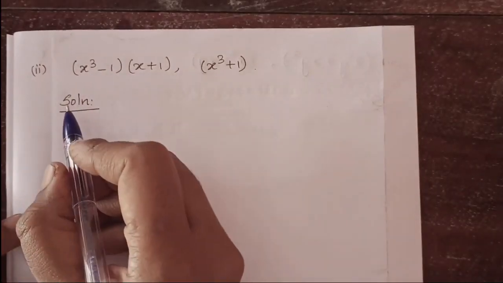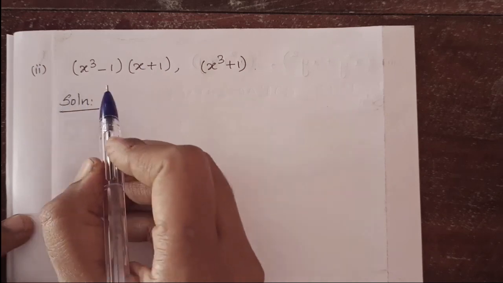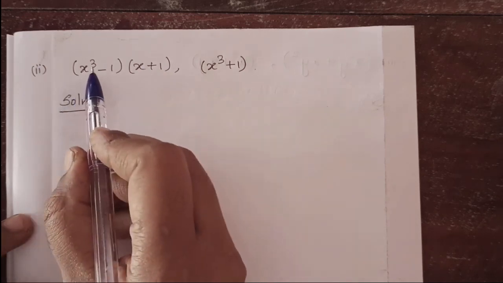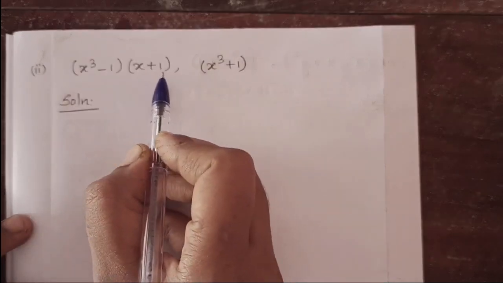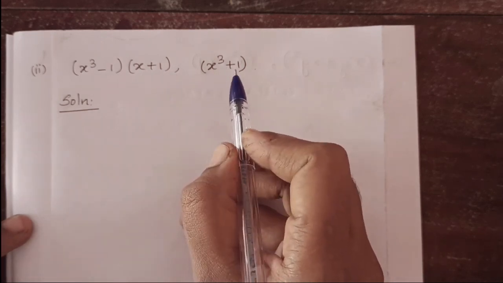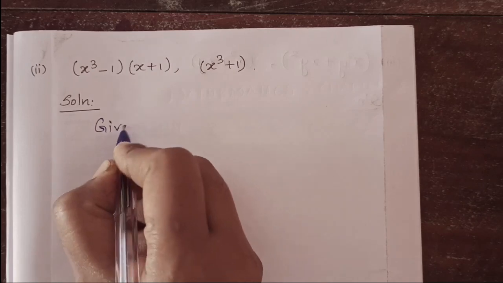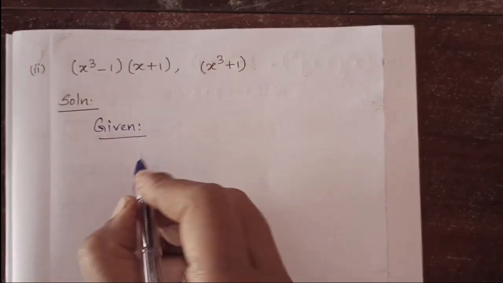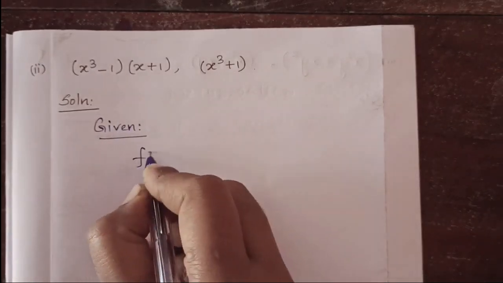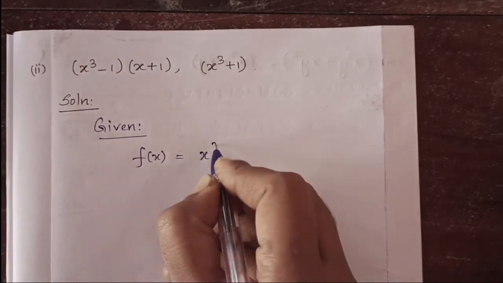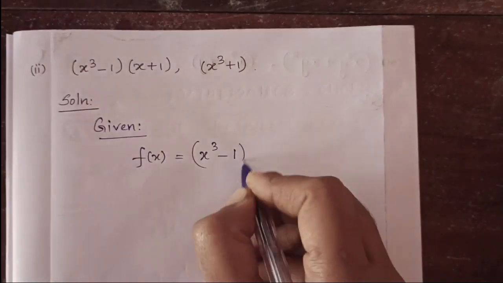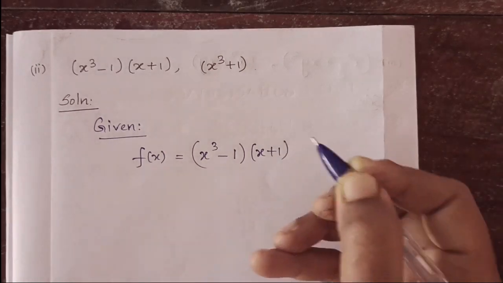Now see the second question. That means first Roman, second problem. x cube minus 1 into x plus 1 and one more, x cube plus 1. That means, first we need to write the given data. Given f of x equal to x cube minus 1 into x plus 1.